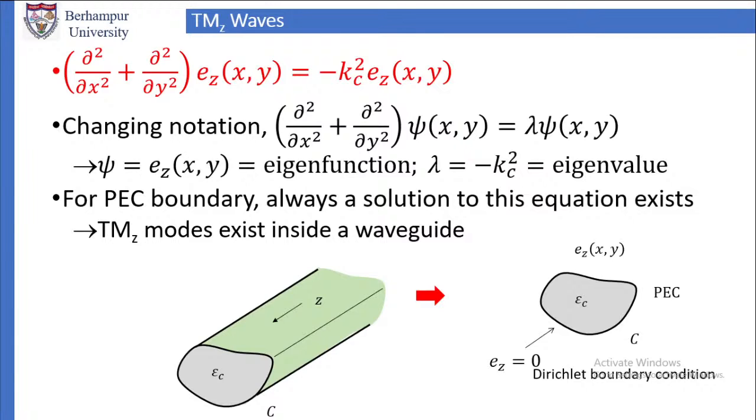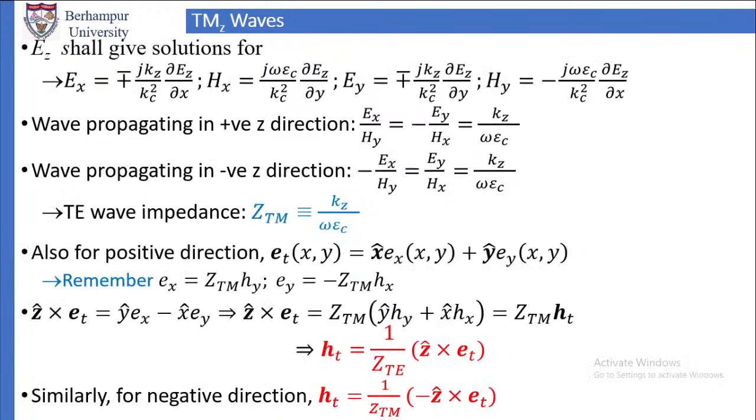If the field is equal to 0 on the boundary, then the boundary condition is called the Dirichlet boundary condition. So we will use the Dirichlet boundary condition for solving this equation when we solve it for a rectangular waveguide or a circular waveguide. So here it is the Dirichlet boundary condition, Ez equal to 0. Then we'll proceed as in the previous case.